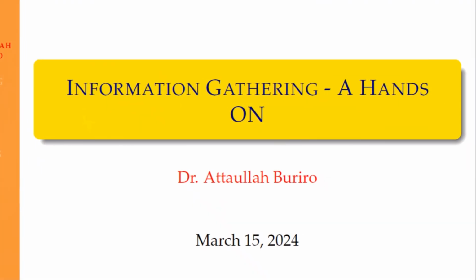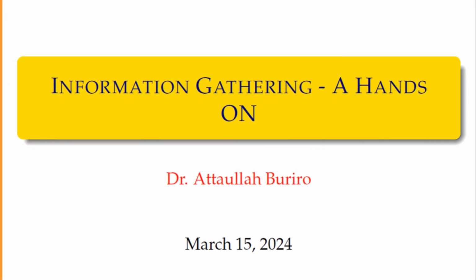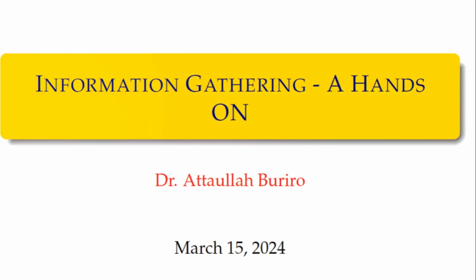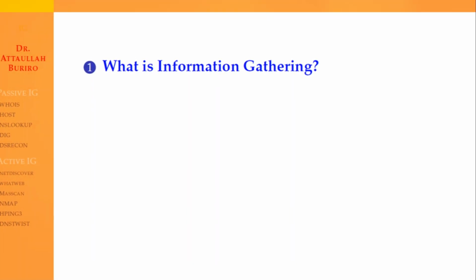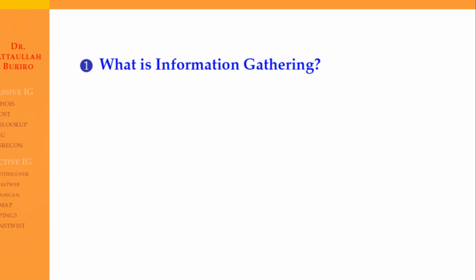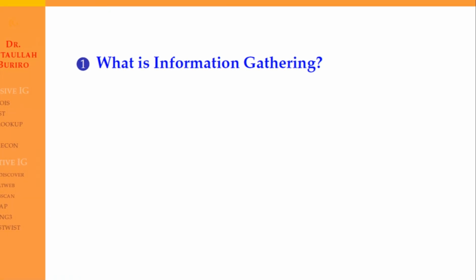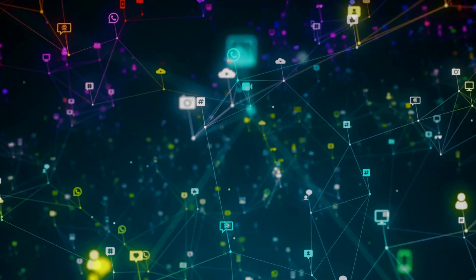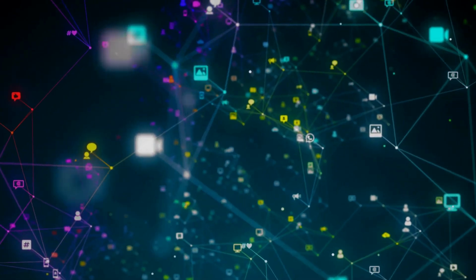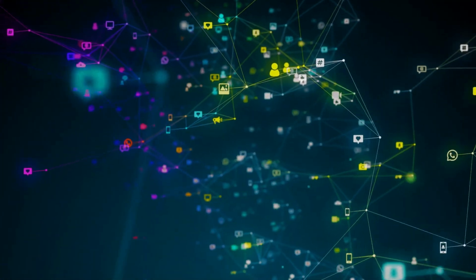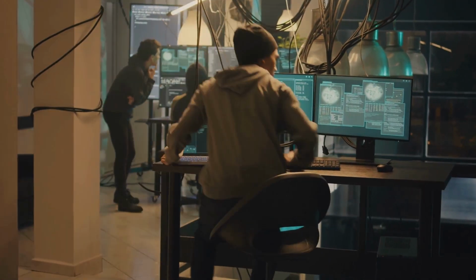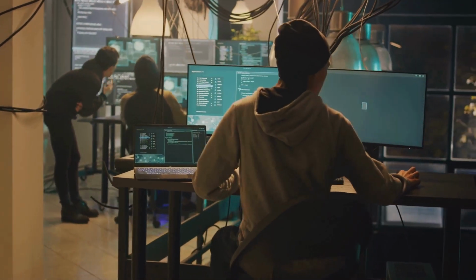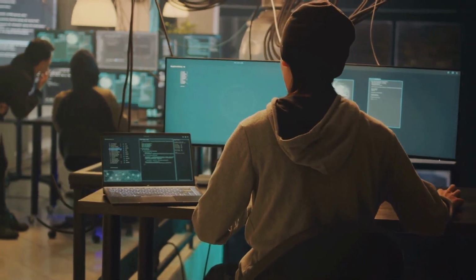Today, we're diving into information gathering, an essential aspect of cybersecurity and reconnaissance. So, what exactly is information gathering? Well, simply put, it's the process of collecting data about a target system, network, or organization. This data can include anything from IP addresses and domain names to employee names and email addresses. Essentially, it's the reconnaissance phase where we gather intelligence before launching any further attacks or defenses.